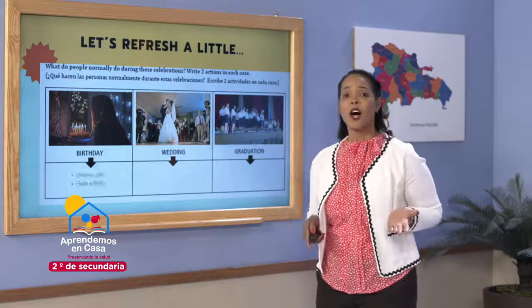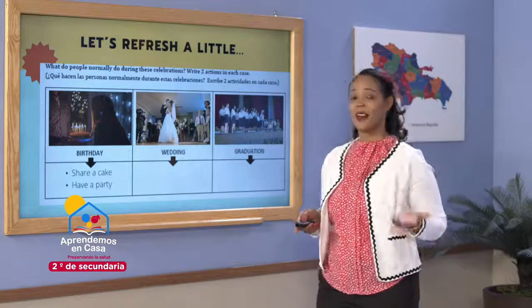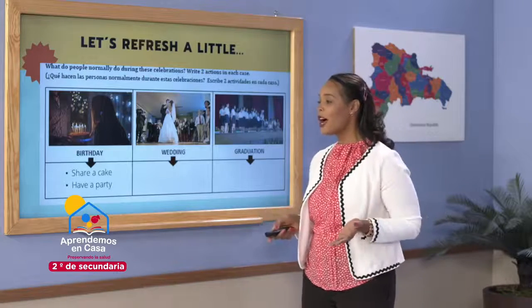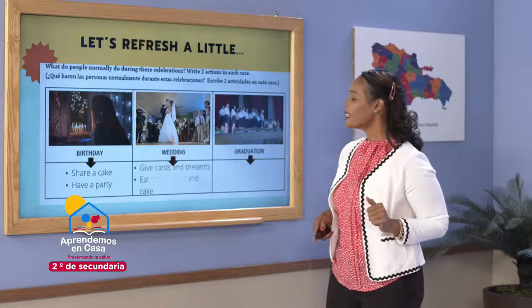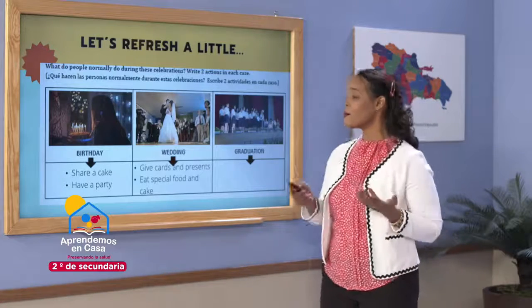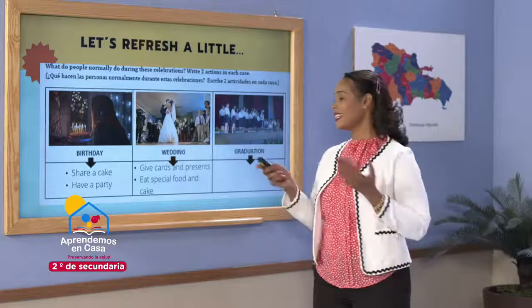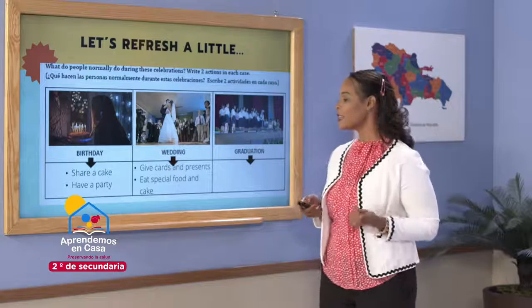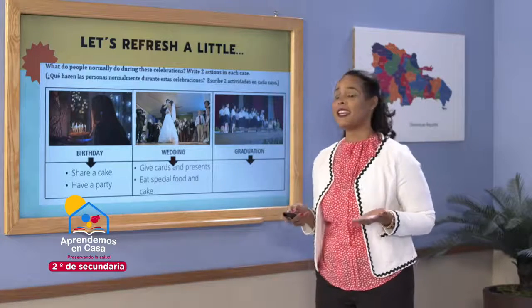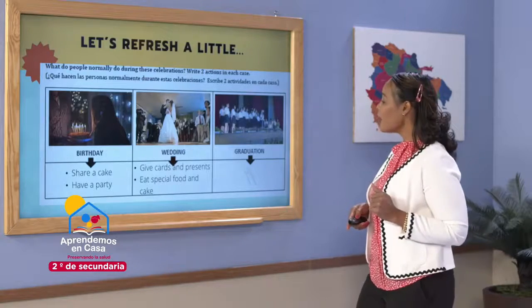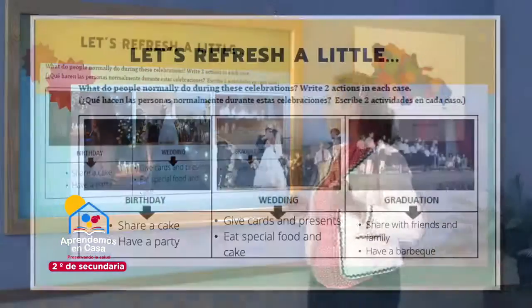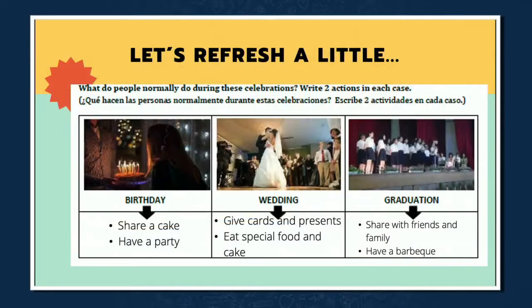For example, on birthday parties, people can share a cake, compartir un bizcocho, or have a party, hacer una fiesta. On weddings, people can give cards and presents, dar tarjetas y regalos, and eat special food and cake, y comer comidas especiales y bizcocho. On graduation, we can share with friends and family, podemos compartir con amigos y familia, and we can have a barbecue.